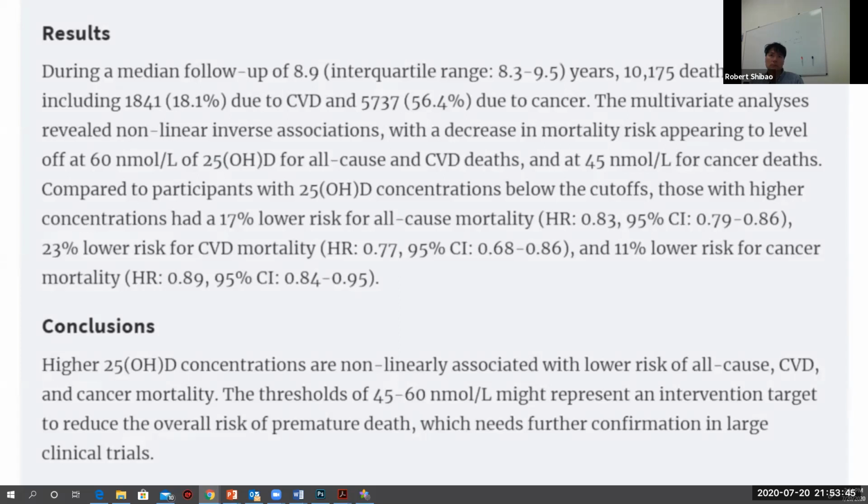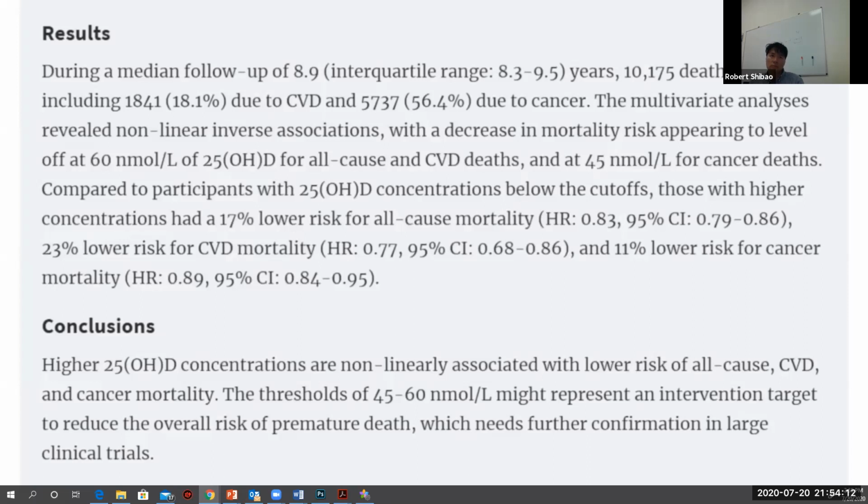cancer deaths. Compared to participants with 25-hydroxy vitamin D levels below those cutoffs, those with higher concentrations had a 17% lower risk for all-cause mortality, with a hazard ratio of 0.83, a 23% lower risk for cardiovascular mortality, with a hazard ratio of 0.77, and an 11% lower risk for cancer mortality, hazard ratio 0.89.